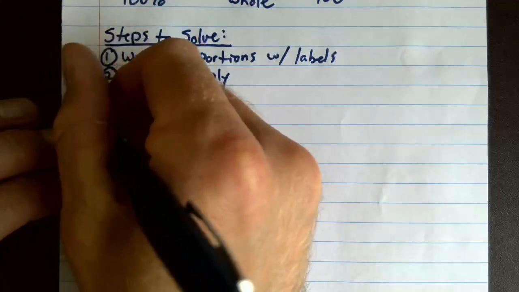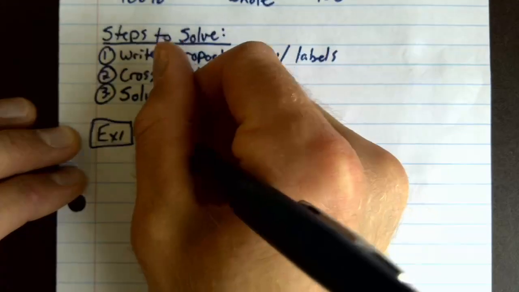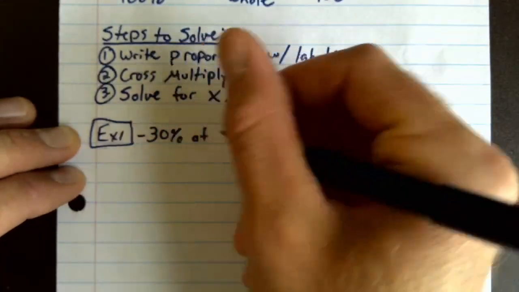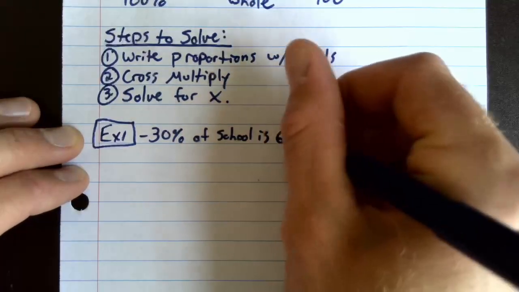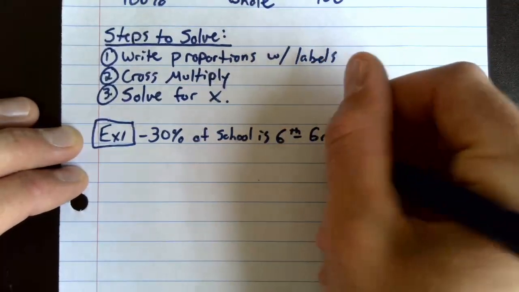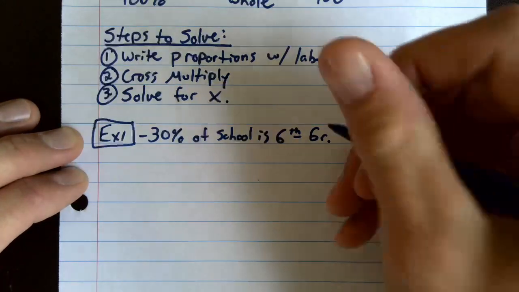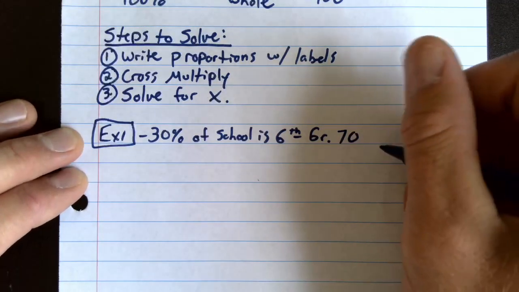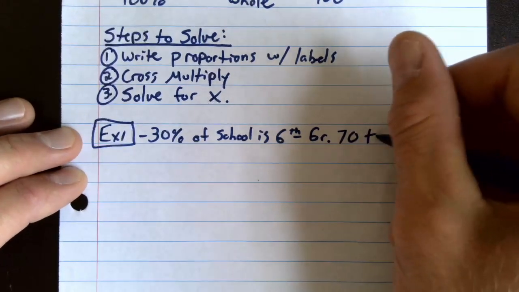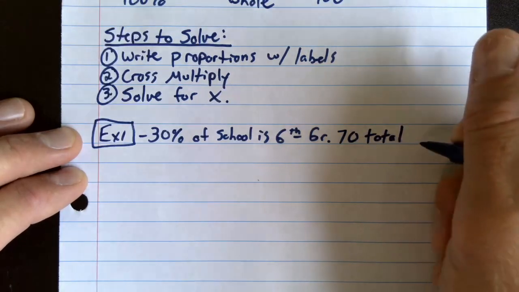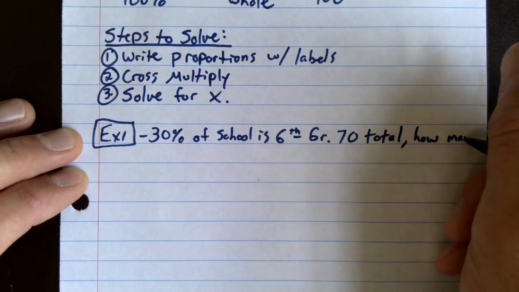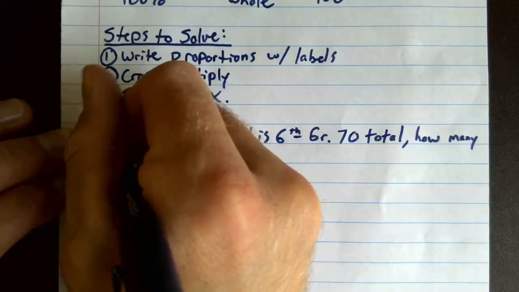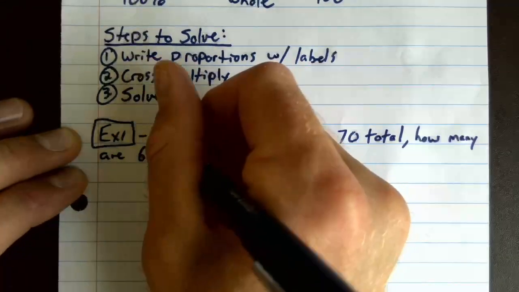So let's take a look at an example. Example one says 30% of the school is sixth grade, and you can just abbreviate GR. There are 70 total students. How many are sixth grade?